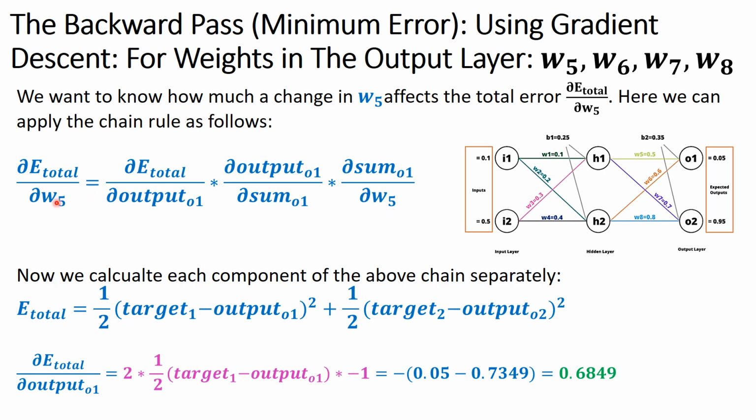طيب احنا عايزين نحسب تأثير W5 على ال E total. عشان نقدر نحسب تأثير W5 على ال E total هنحسب تأثير output O1 الاوتبوت O1 على ال E total، وهنحسب تأثير الصم O1 النت صم اللي حسبناه ل O1 على output O1، وهنحسب بعد ذلك تأثير W5 على الصم O1، لأنه الوزن W5 بيأثر على النت صم اللي حسبناه، فهنحسب التأثير ده. كده كأننا حسبنا تأثير ال W5 على ال E total عن طريق ال chain rule.